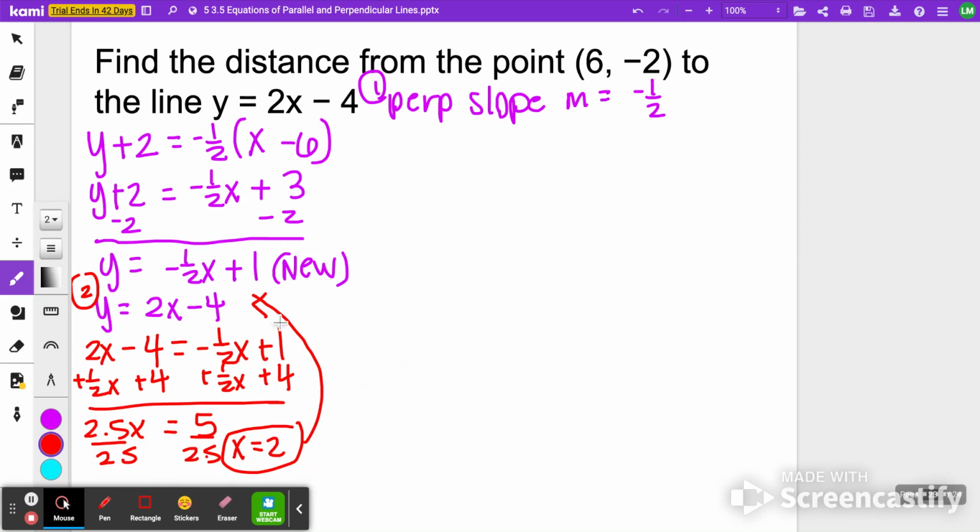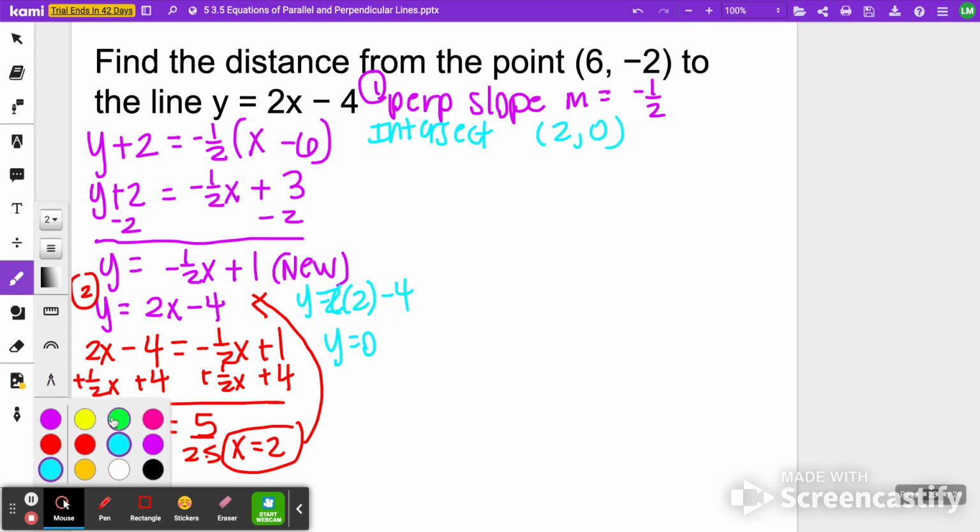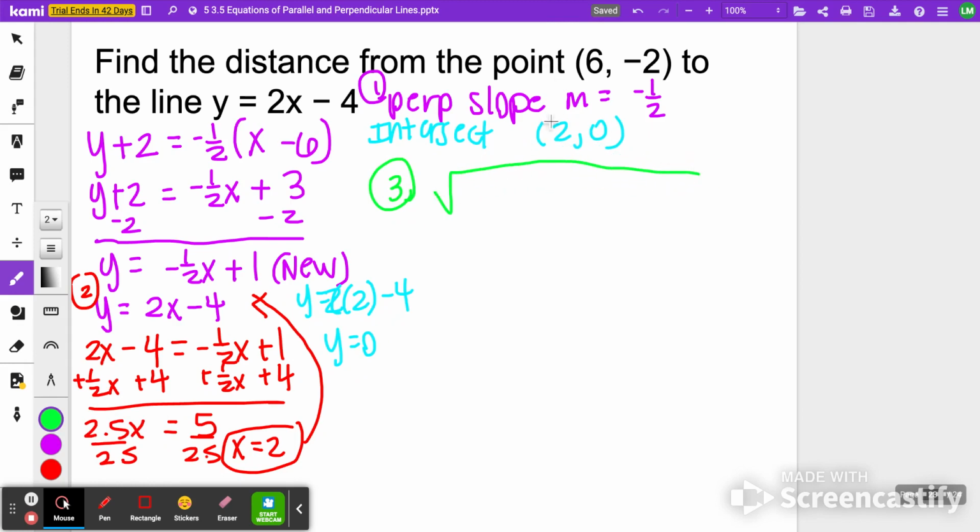So now that we know x is equal to 2, we're just going to plug that back in here to get our y value. So y equals 2 times 2 minus 4. 2 times 2 is 4, and 4 minus 4 is 0, so we're getting y is equal to 0. So the intersection point is going to be at 2, 0. Finally, we can use that for our step 3 of using the distance formula.